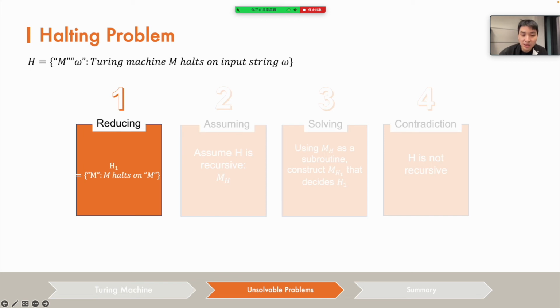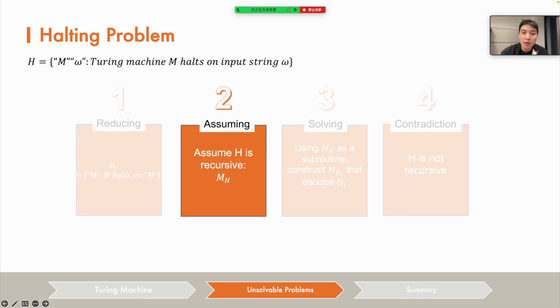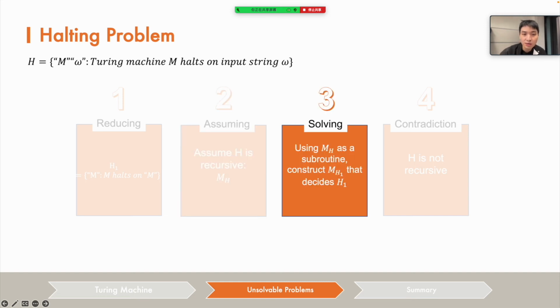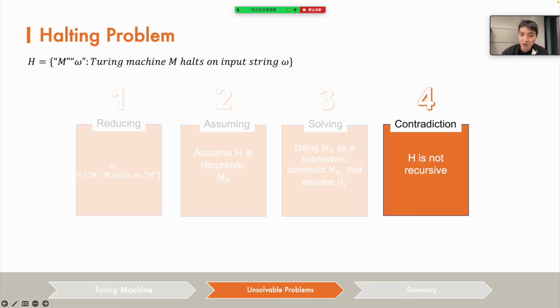The halting problem is one of the first problems that proved to be undecidable. First, reducing to the H1 that M halts on the input string M. Secondly, we assume that H is recursive, and by the definition, there exists a Turing machine MH that decides H. Thirdly, using the Turing machine MH as a subroutine, we construct a new Turing machine that decides H1. Finally, contradiction, and we prove that H is not recursive.